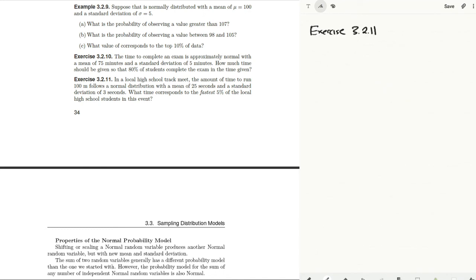Now in the next problem, suppose that in a local high school track meet, the amount of time to run 100 meters follows a normal distribution, with a mean of 25 seconds and a standard deviation of 3 seconds. So what time corresponds to the fastest 5% of the local high school students? So let's first draw our model. We have a mean of 25 seconds and a standard deviation of 3 seconds.